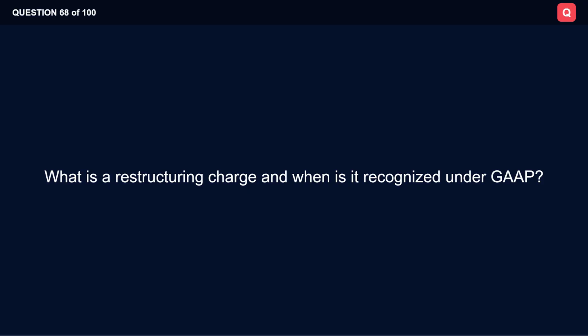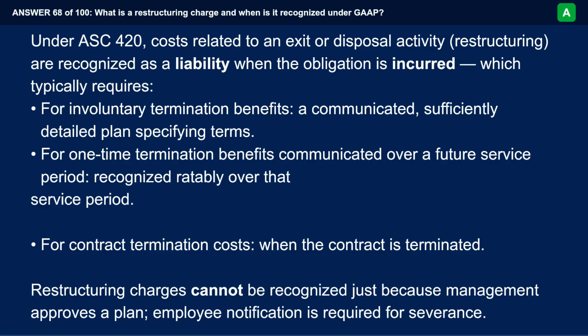What is a restructuring charge, and when is it recognized under GAAP? Under ASC 420, costs related to an exit or disposal activity, restructuring, are recognized as a liability when the obligation is incurred, which typically requires, for involuntary termination benefits, a communicated, sufficiently detailed plan specifying terms. For one-time termination benefits communicated over a future service period, recognized ratably over that service period. For contract termination costs, when the contract is terminated.